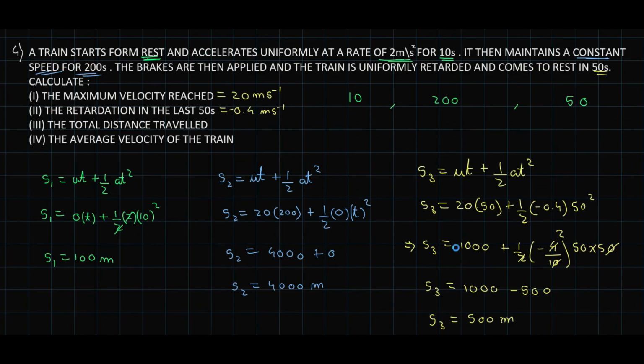So the total distance covered by the train would be S equals S1 plus S2 plus S3, which equals 100 plus 4000 plus 500, which gives us 4600 meters. So the total distance traveled by the train would be 4600 meters. Let's move on to the next question.